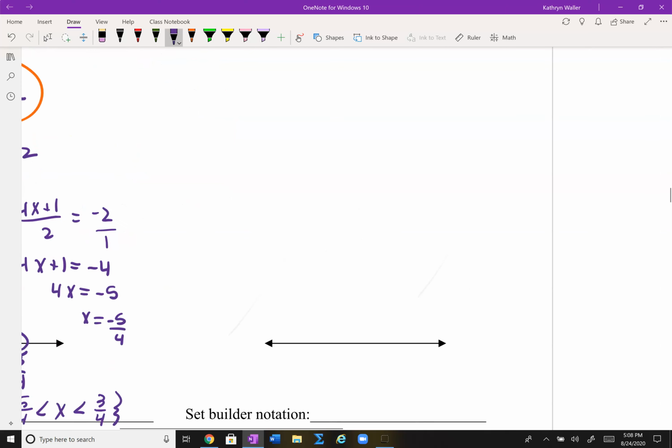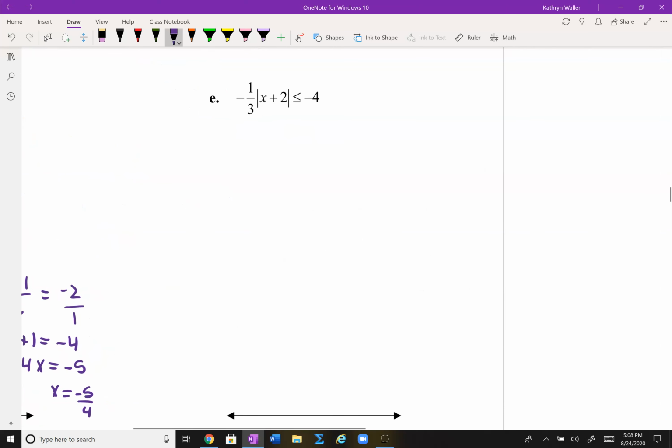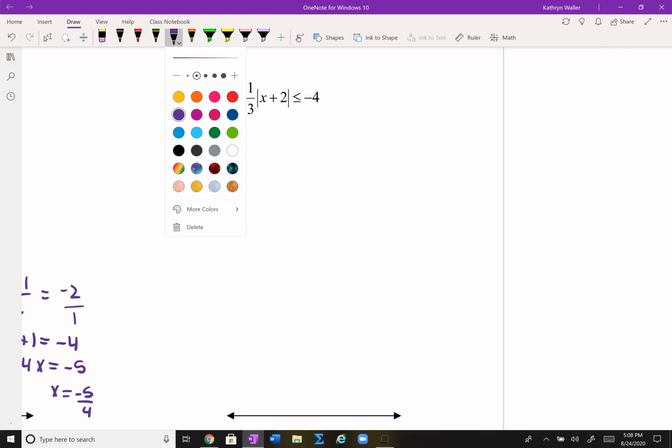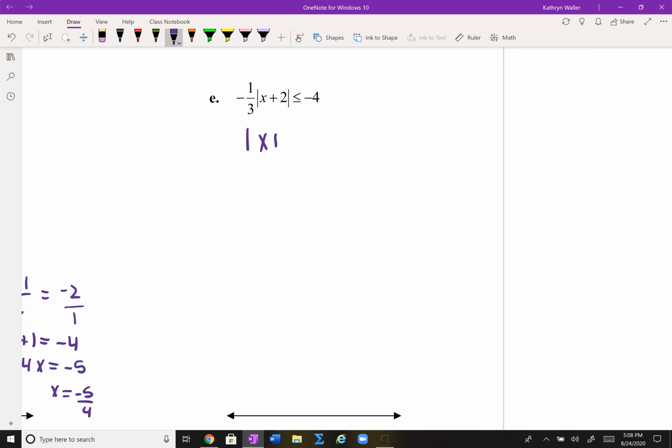All right, right here. Again, we're dividing. This one's pretty tricky. You're dividing by a negative. So look what it's going to be. You have the absolute value of x plus 2. The less than is going to be a greater than. And then you have -4 divided by -1/3. You know a negative over a negative is going to be a positive, right? So forget about that.